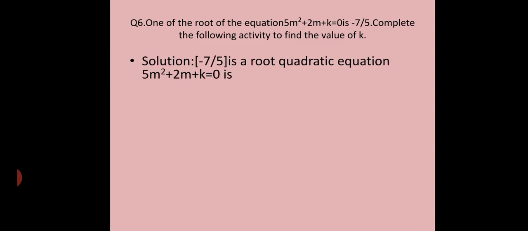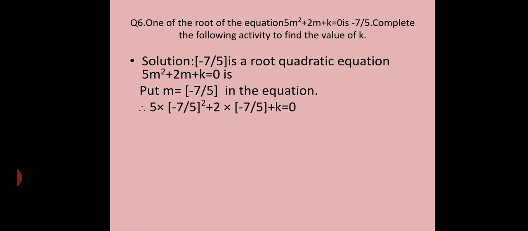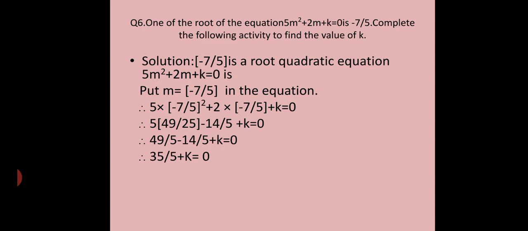Same question. Now in the square bracket we have to put minus 7 upon 5 is the root of the quadratic equation. Put m equal to minus 7 upon 5 in the equation. Now solve the equation. 5 into minus 7 upon 5 square plus 2 into minus 7 upon 5 plus k equal to 0. 5 into 49 upon 25 minus 14 upon 5 plus k equal to 0. 49 upon 5 minus 14 upon 5 plus k equal to 0. Here denominators are same. Therefore 49 minus 14 we get 35. Therefore 35 upon 5 plus k equal to 0.